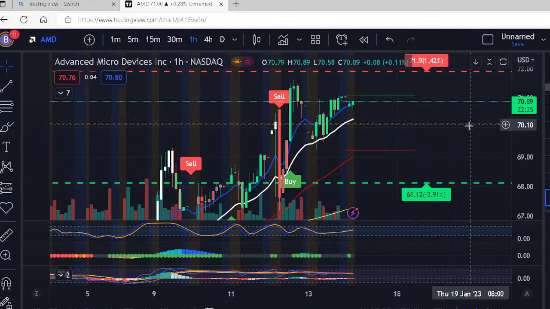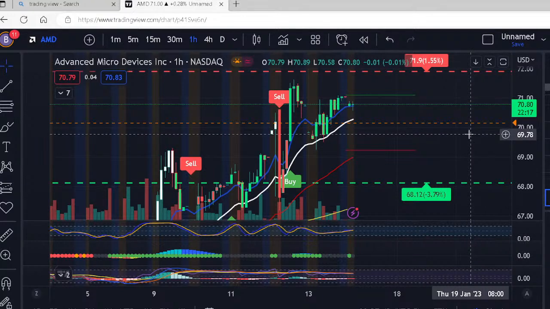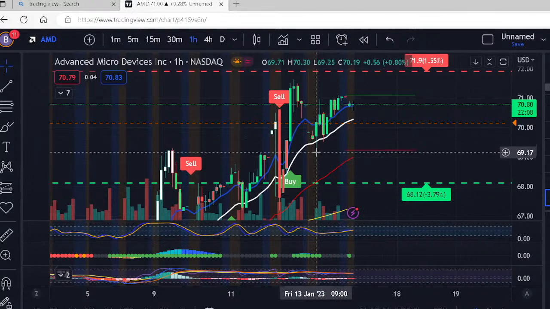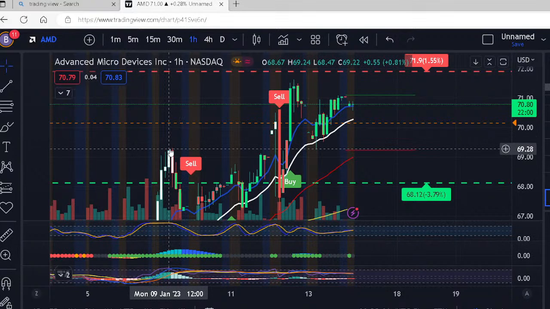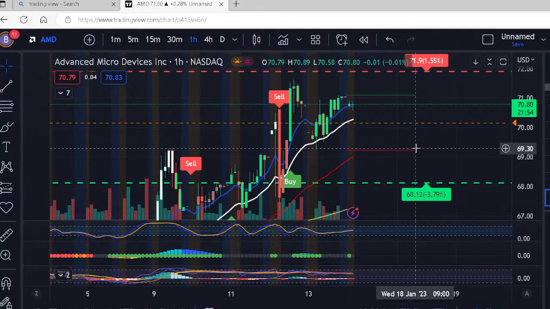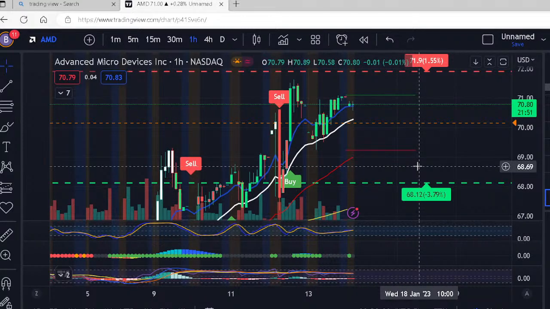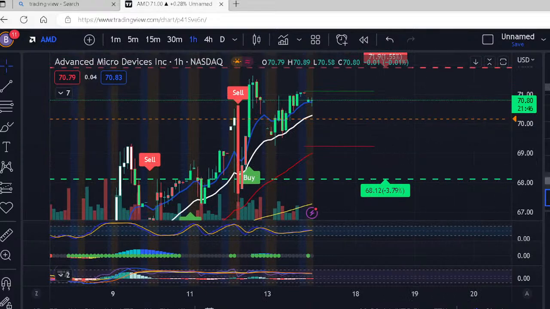So for puts, to be safe, honestly, it would have to be like 70.03 would be my put trigger. My first price target would be right here at 69.78. My next price target would be right here. And guys, look, if you see right here, look at this wick right here. Now look to the left. See how it lines up perfectly? So that would be my next price target at 69.28, which is right above previous day low. And then my next price target would be right here at 68.69. So that's for AMD.